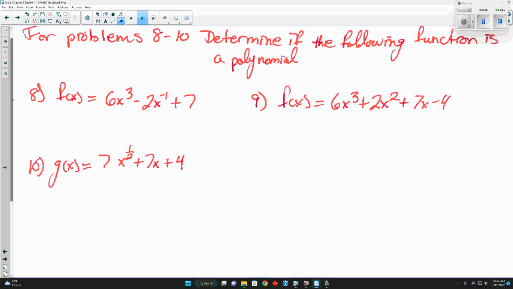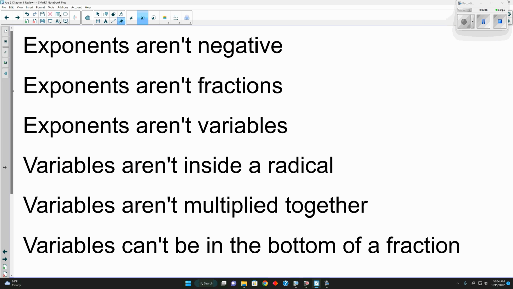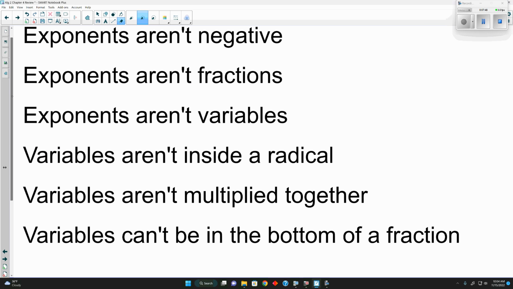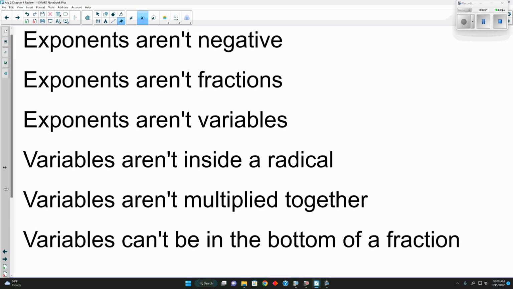Now the next 3, determine if the following function is a polynomial. So for number 8, there was a list that we had when we went over this the first time that really helps us determine if they are or not. Well, the exponents can't be negative, fractions, or have a variable. Variables aren't inside radicals. Variables aren't multiplied together, and variables can't be in the bottom of a fraction. These 6 are really the ones we're looking for, because if it has one of these 6, then it's not considered a polynomial function.